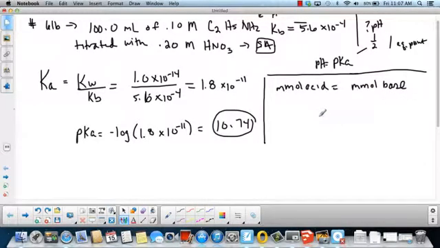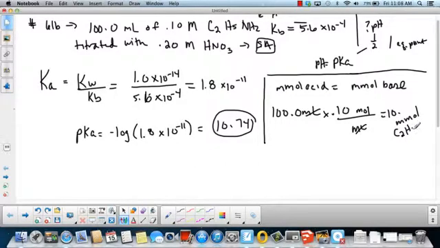And in order to figure this out, if we look at the 100 mils, now you will need to show me evidence that you've watched these, so you probably should be jotting some of this down as we go through these problems. So 100.0 mils times 0.10 moles per milliliter, we can use that so that we originally had 10 millimoles of our base to start with, C2H5NH2. So if I know I have 10 millimoles, then I had to add 10 millimoles of the nitric acid as well.